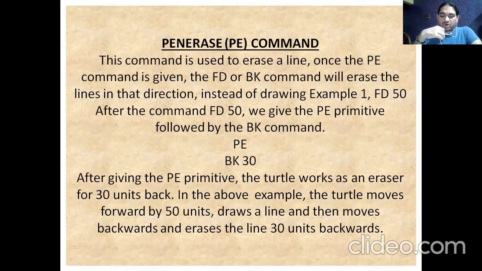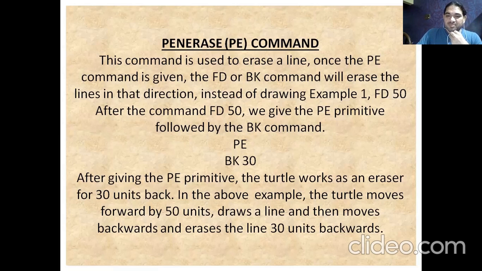Now BK, you all know the shortcut. What does BK stand for? BK is generally backward. So we are using the backward command 30. We are giving the command to the turtle to go backward. How many steps? 30. After giving the PE primitive, the turtle works as an eraser. So we are erasing it for 30 units back.